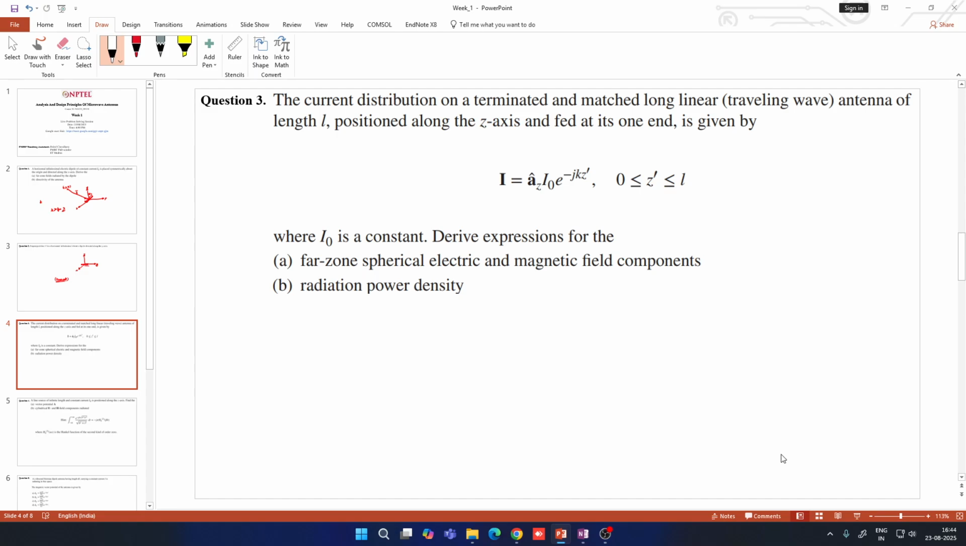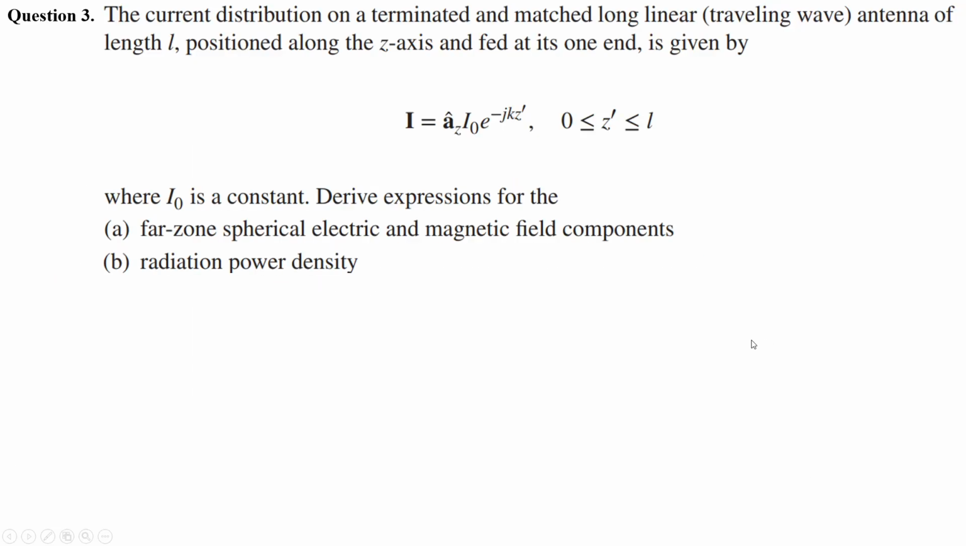Now we will move on to question number 3. The current distribution of a terminated and matched long linear antenna of length L positioned along the z-axis and fed at one end is given by I equals I naught e to the power minus j k z cap, where z cap is between 0 to L. It makes sense, right? Because the length of that antenna itself is L. We have to derive expressions for the far zone spherical electric and magnetic field components and the radiated power density.